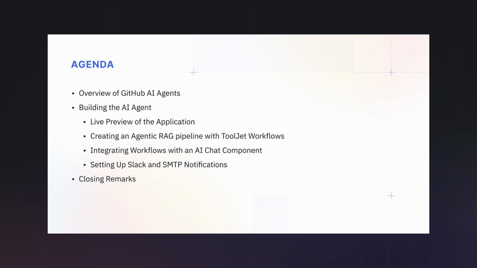We'll start with the quick demo of how it works, and then we'll be creating the RAG pipeline inside of the ToolJet Workflows, and then we'll integrate that agentic pipeline to the AI chat component in the app builder. And then lastly, we will set up the Slack or SMTP as a notification once the GitHub issue is created. And then we'll end the call with the closing remarks.